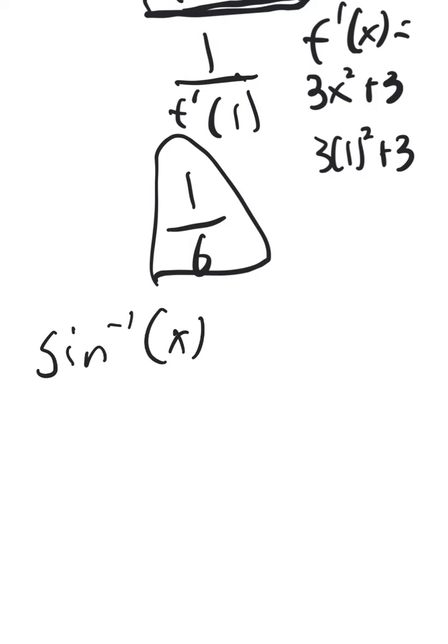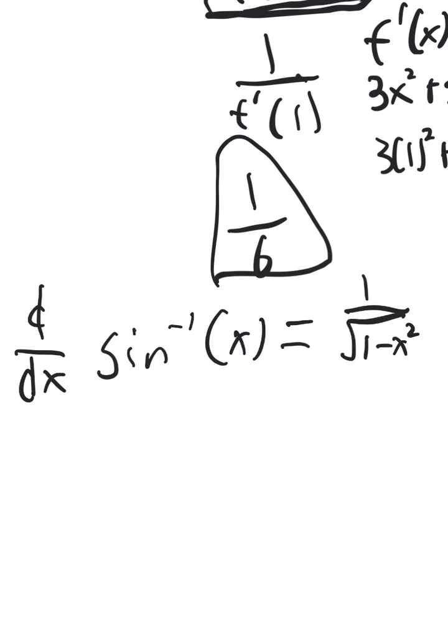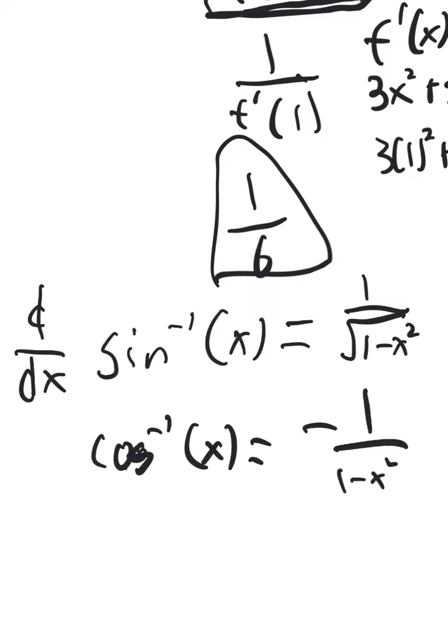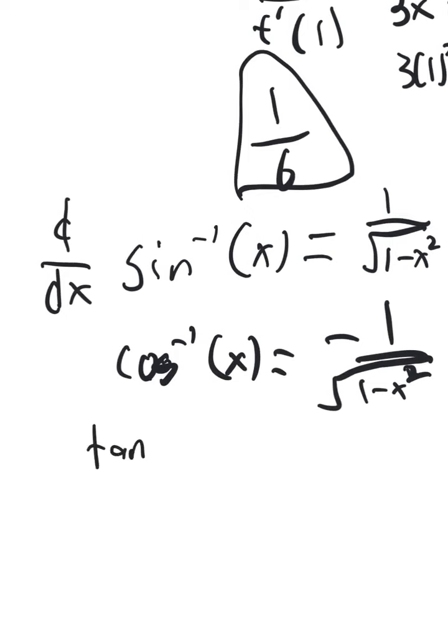I'll just write these out in case you decide you want to remember them. My teacher didn't teach them, but if you think it's important to understand these, then you should copy these down into your notes. So the derivative of inverse sine is 1 over the square root of 1 minus x squared. The derivative of cosine negative 1 is negative 1 over the square root of 1 minus x squared. And then tangent negative 1 is 1 over 1 plus x squared without a square root.